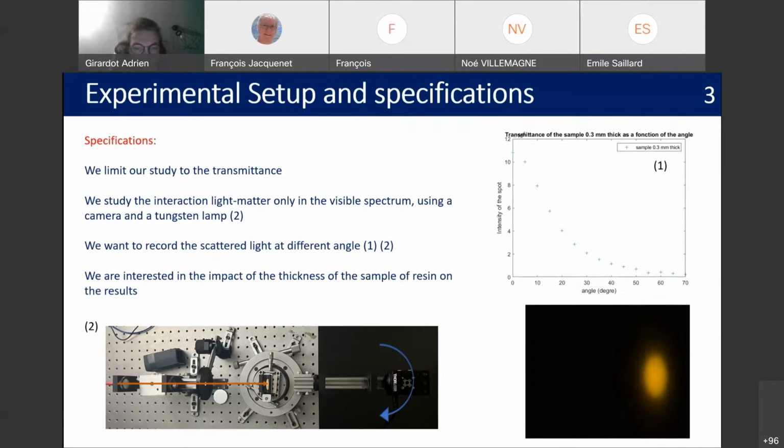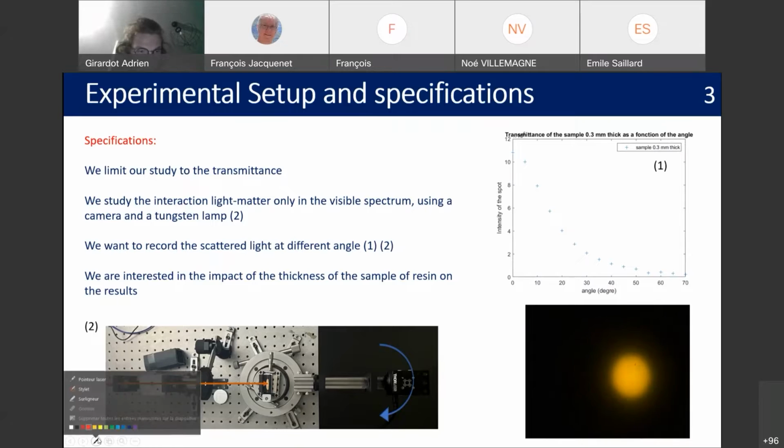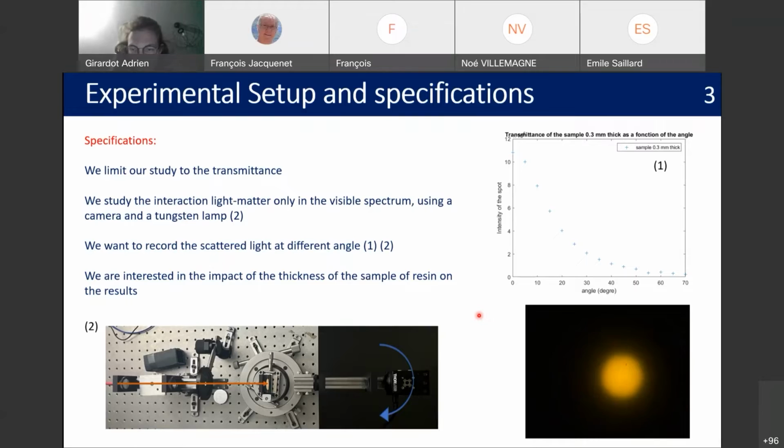So with this setup, we obtain a figure like figure 1, which is a plot of the intensity of the spot received by the camera, of the image received by the camera, as a function of the angle of observation. On the animation below, you can see the series of pictures taken by the camera from which we extract our measurements by making the sum of the intensity of all the pixels.